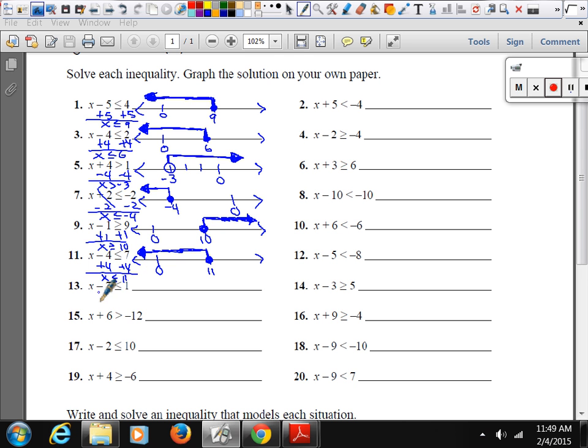Here we're going to add 7. So you get x is less than or equal to 8. So it's almost the same graph, except for 11, you're going to change to 8. So it's another closed dot, and it's another less than. So that's left. Less than is left.